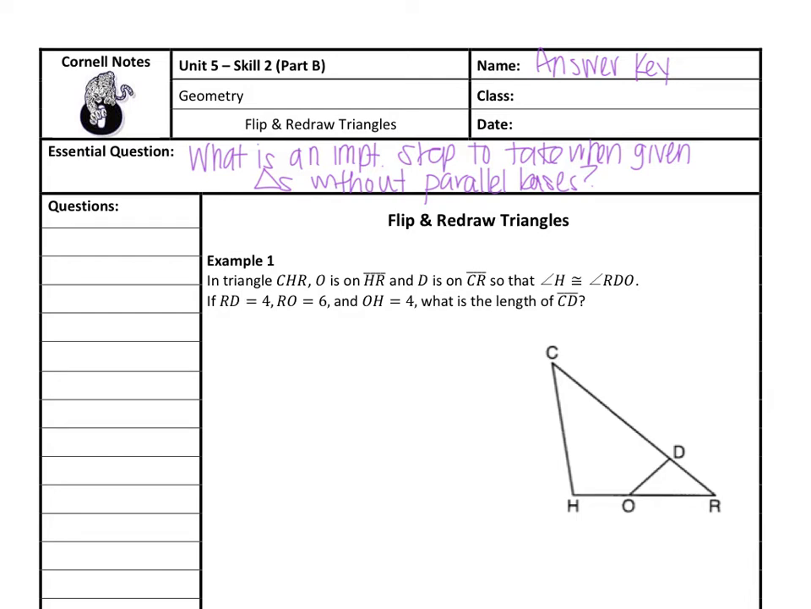All right, guys, it's Miss Griffin again. I'm not sure why I wrote the word answer key up here in name. That's what I do on my own keys, but this is Miss G.